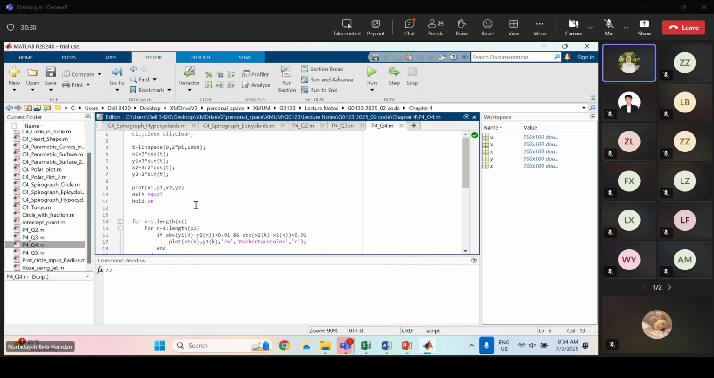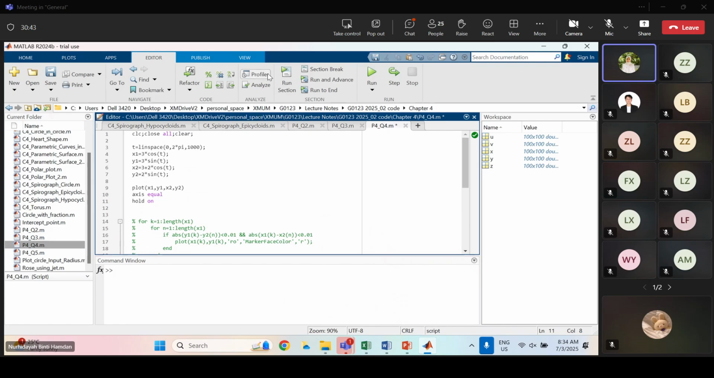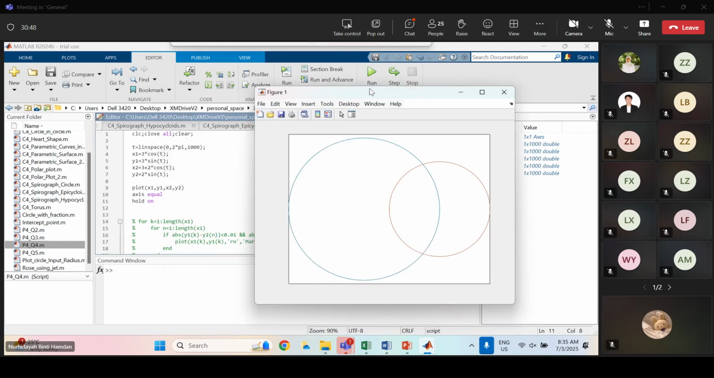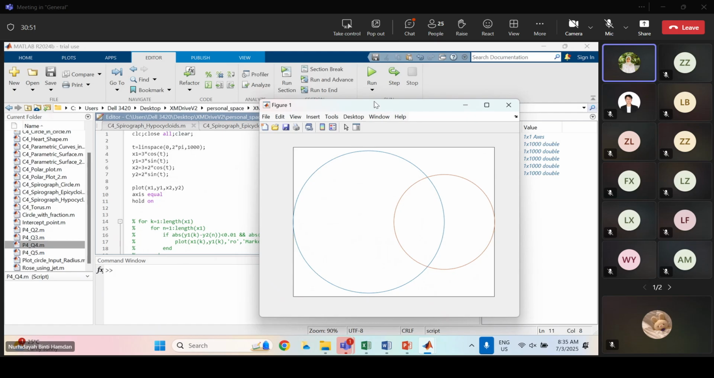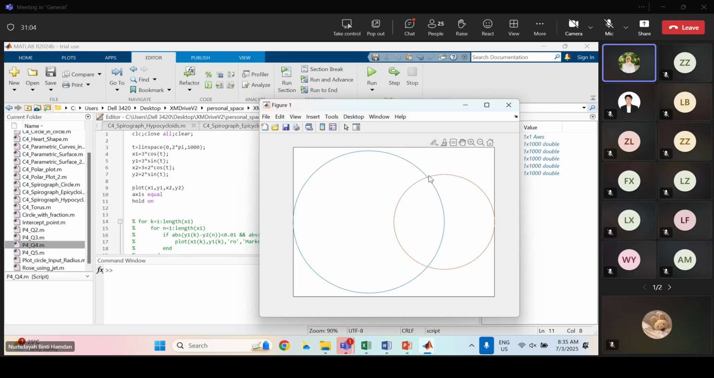Then we put hold on. This one you can comment first. So we draw the two circles. Okay, we plot two circles here. But it's not complete yet, because we have to mark this intersection and this intersection, by using red circle color, here and here.